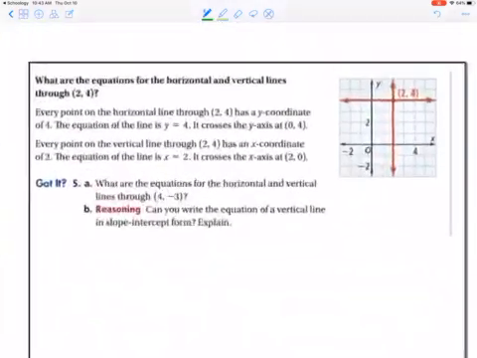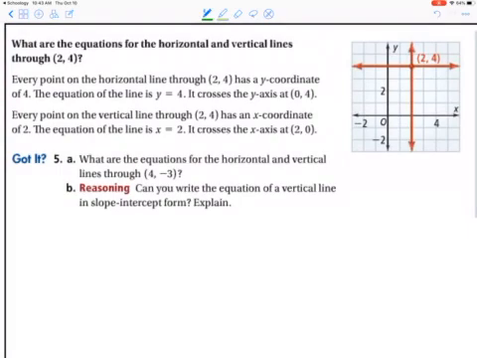And this last slide is to remind you that every vertical line has an undefined slope, with an equation x equals 2. Every horizontal line has a slope of 0, and this has an equation of y equals 4. If I combine those together, I get 2, 4, and you can see the point where they intersect.